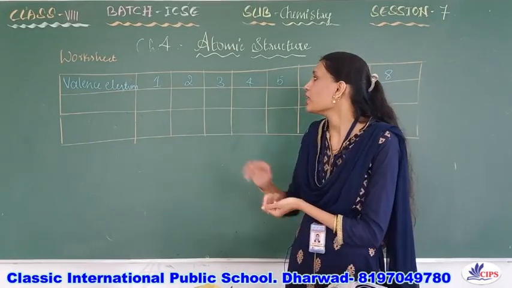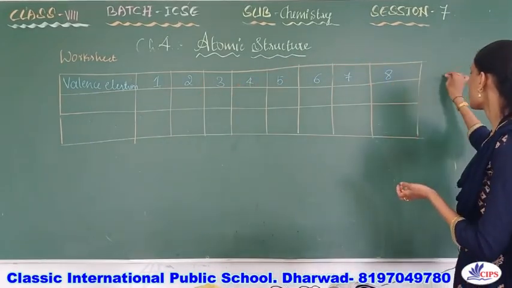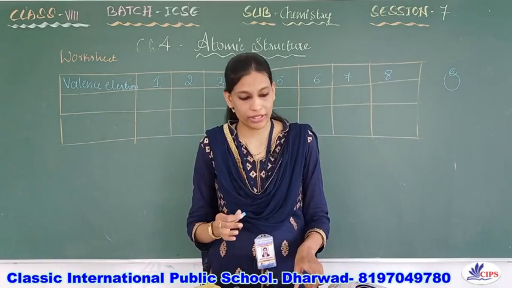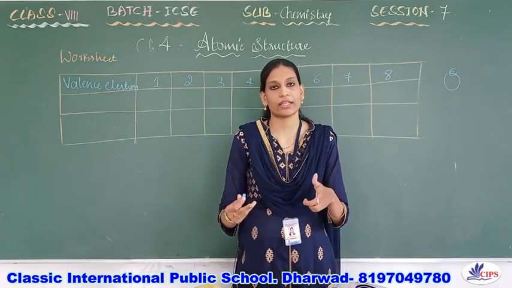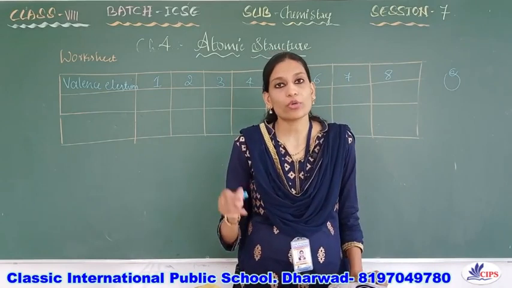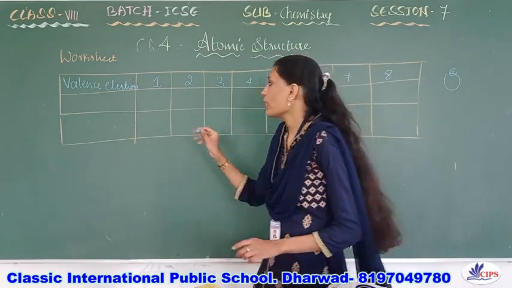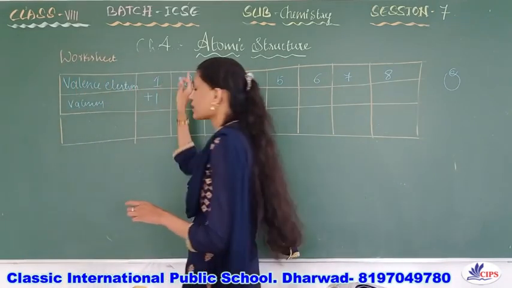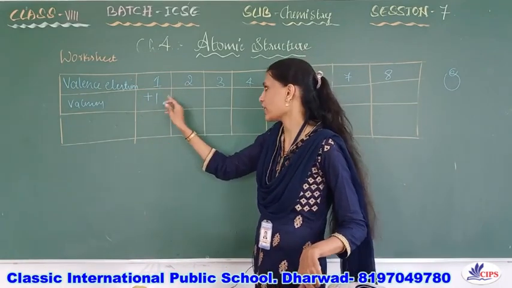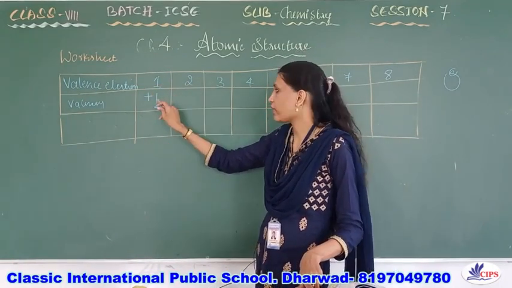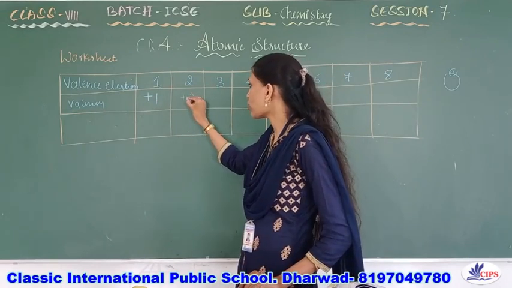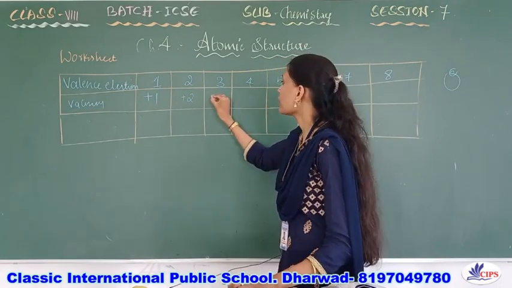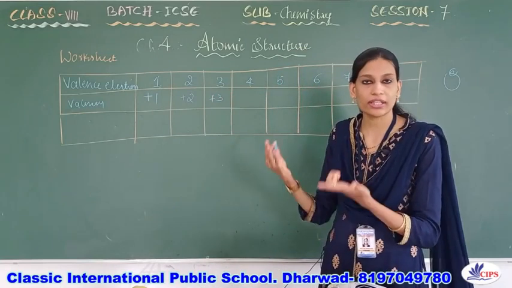Now the worksheet given on page number 71. There is a table given here with valence electrons 1, 2, 3 up to 8 electrons in the outermost orbit, the last orbit. Whichever the last orbit is for a given atom, that would determine its valency. If the valence electron is 1, the valency would be +1 because it is losing one electron. If the valence electron is 2, it loses those 2 electrons because it would need 6 more electrons. Similarly, if there are 3 valence electrons, it will lose those 3 electrons.